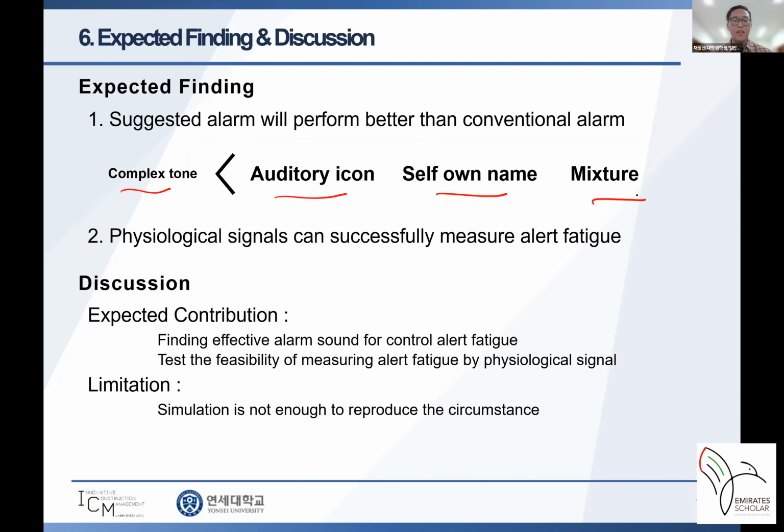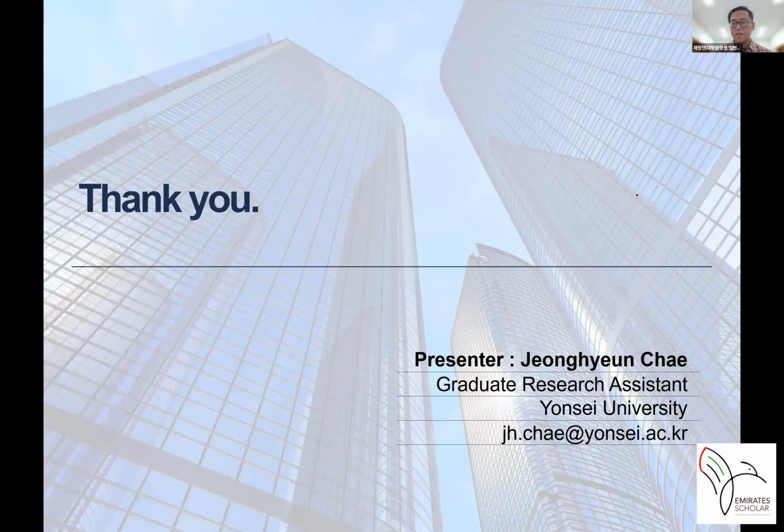Our limitation is that the simulation may not be enough to reproduce the circumstance. And finally, we need to go to the real construction site. Thank you for listening.